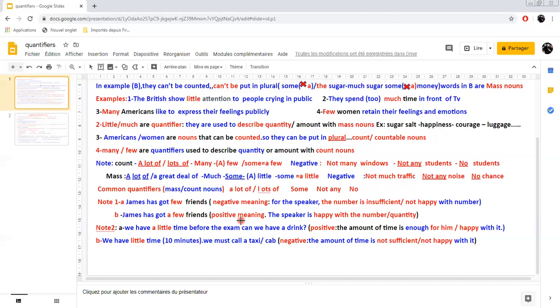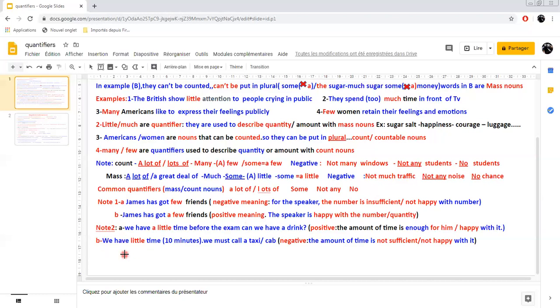In example number 2, we have a little time before the exam. Can we have a drink? So the meaning here is positive. Because for the speaker, the amount of time is enough for him. He is happy about it. It is sufficient for him. So they've got, let's say, 45 minutes or 1 hour. So he asked his friend if they could have a drink.